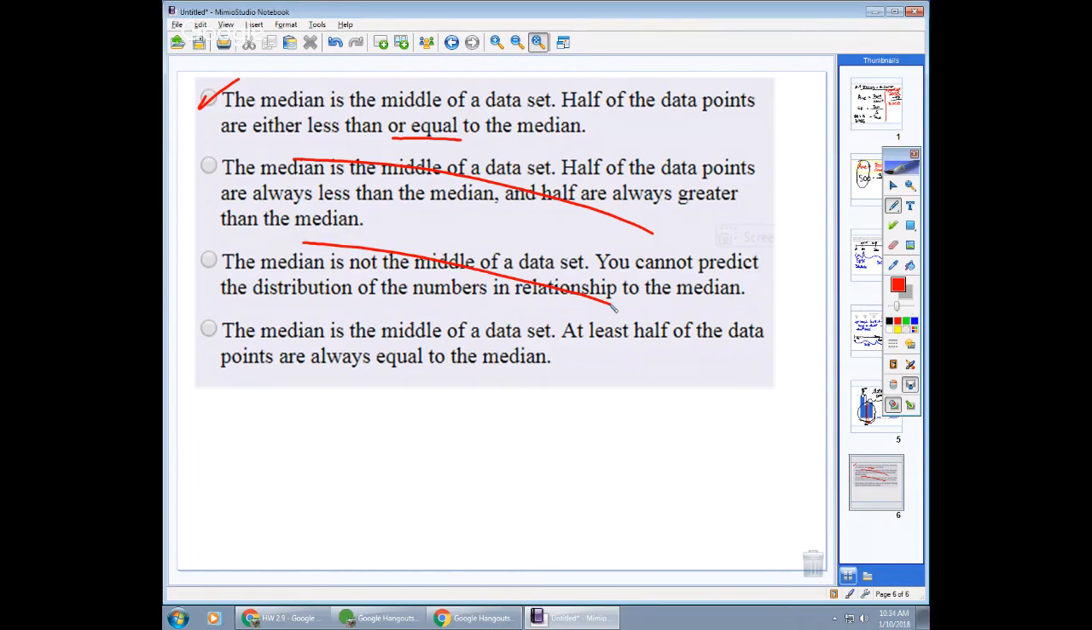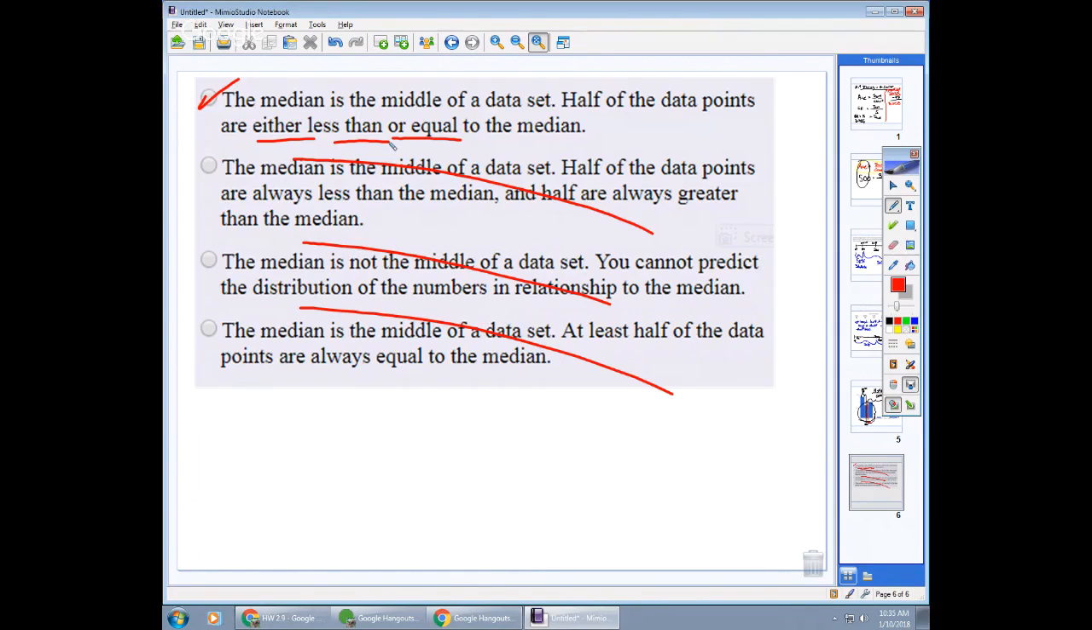At least half of the data points are always equal to the median. Sometimes none of the data points are actually the median, because if there's an even number, you average the middle ones. So that one's definitely out. Yours will be in a different order when you look at it, since it shuffles them for each person. But it's the one with the "less than or equal to." That's a key feature of the median. Yeah, and that came up yesterday also. There were a couple of questions in the worksheet related to that.